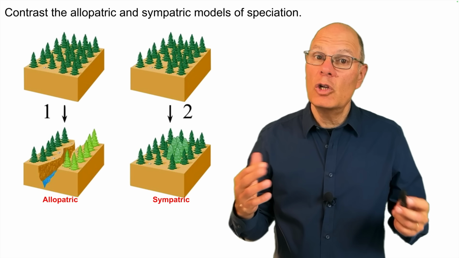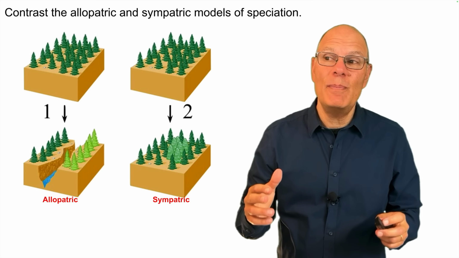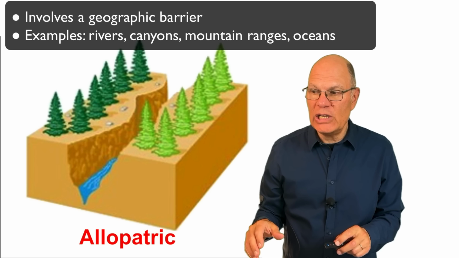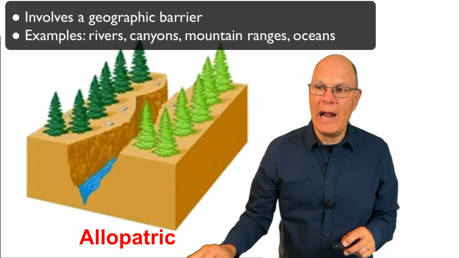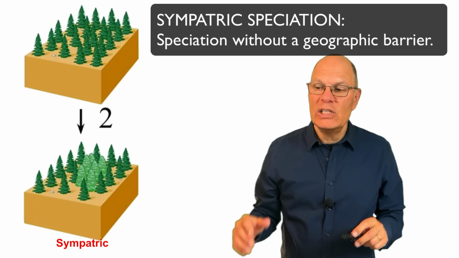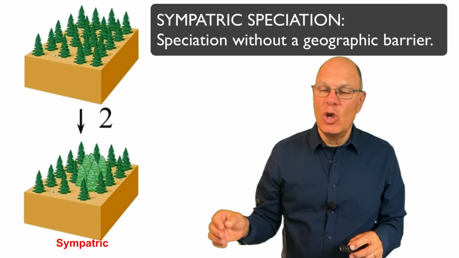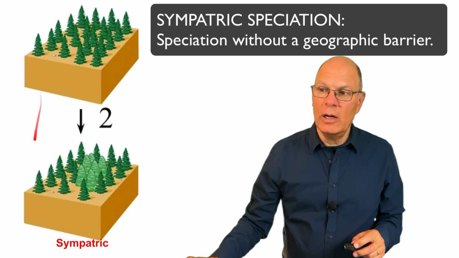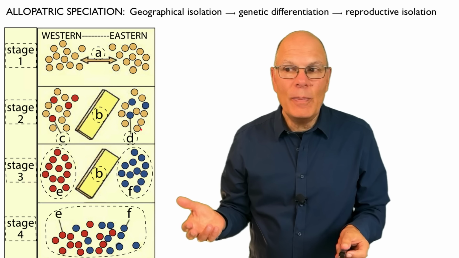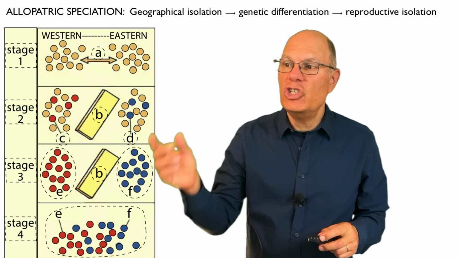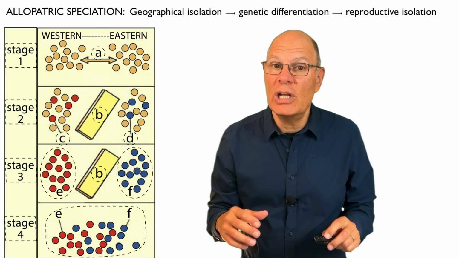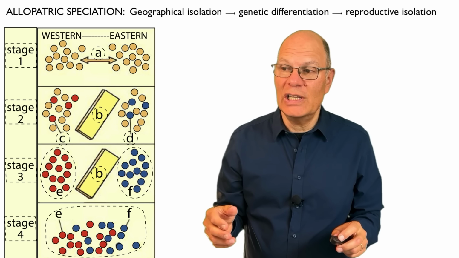Contrast allopatric and sympatric modes of speciation. Allopatric speciation involves a geographic barrier. It's what's shown over here in number 1. Sympatric speciation occurs without a geographical barrier, as shown over here in number 2. In allopatric speciation, geographical isolation leads to genetic differentiation, which leads to reproductive isolation.